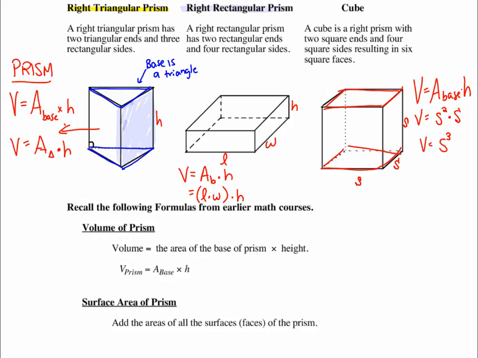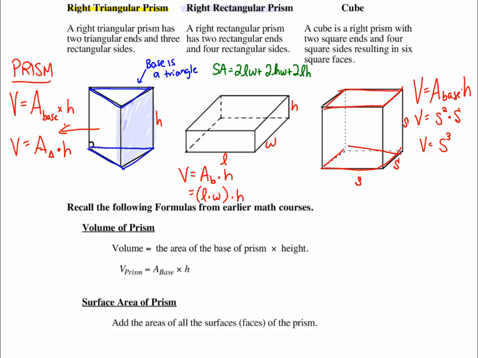And that's for volume. Surface area, we add up all the faces, right? The area of each face added together. Now there was a formula for the rectangular prism. Do you remember it? For surface area? 2LW plus 2HW plus 2LH. There we go. Right?